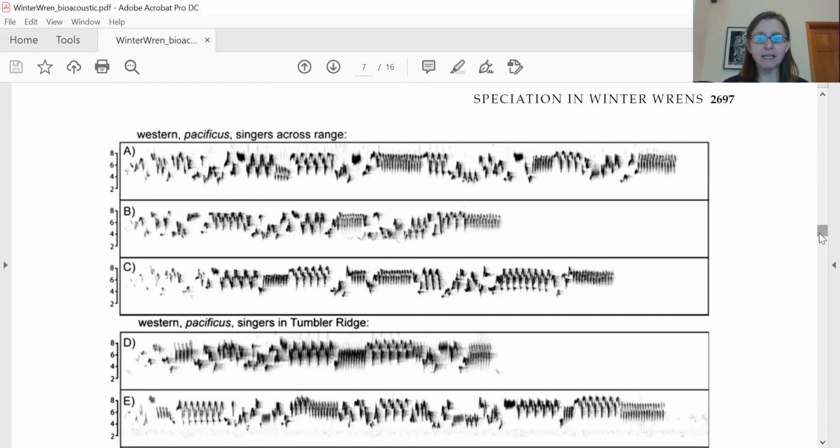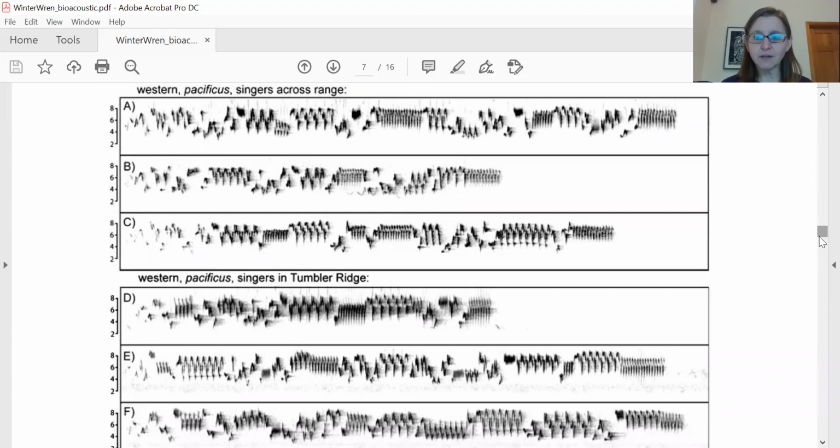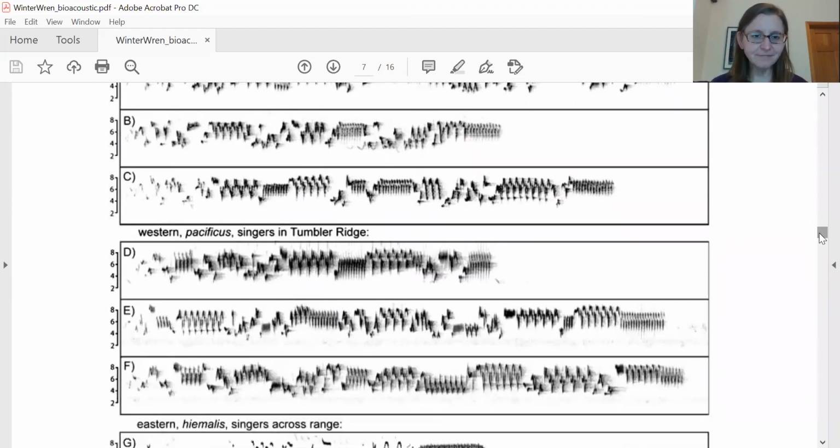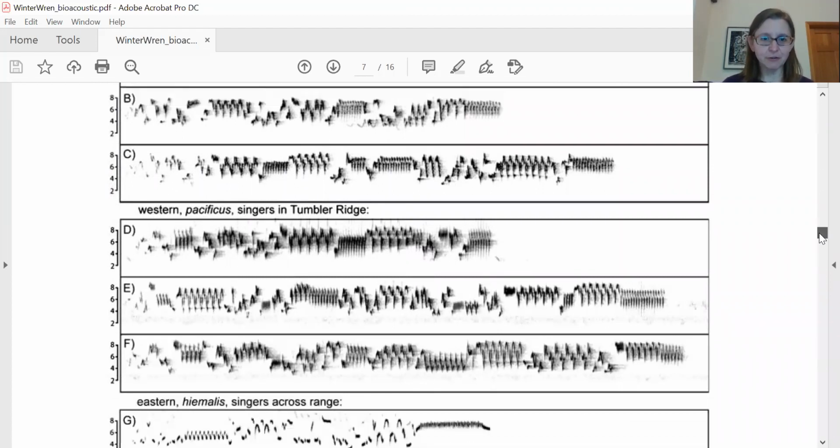So here are some examples of Pacific wren songs in the West, or what used to be called winter wren, Troglodytes, the winter wren pacificus subspecies. And you can see these spectrograms. You can see that this species has a repertoire. So depending on when you're taking your recording and what individual you're taking your recording from, you're going to get variation in the way this song looks. But you can take measurements to say something about patterns in the data overall.